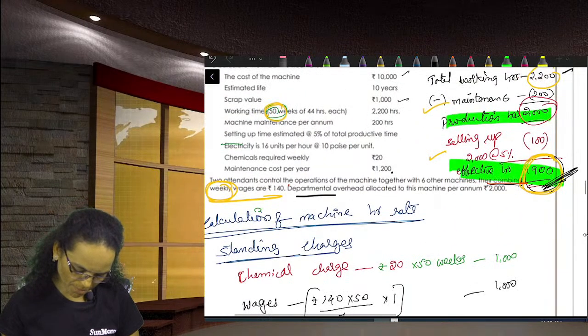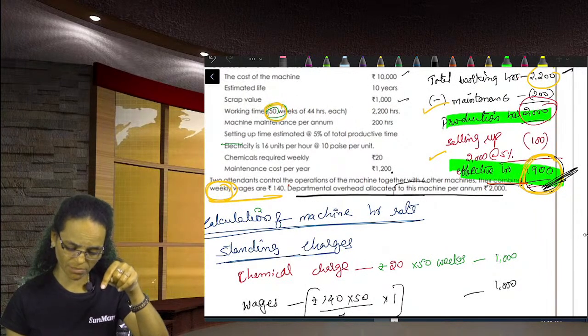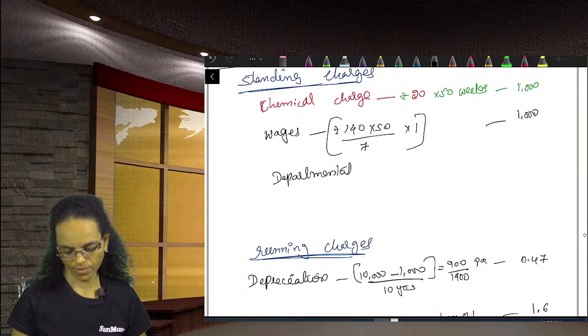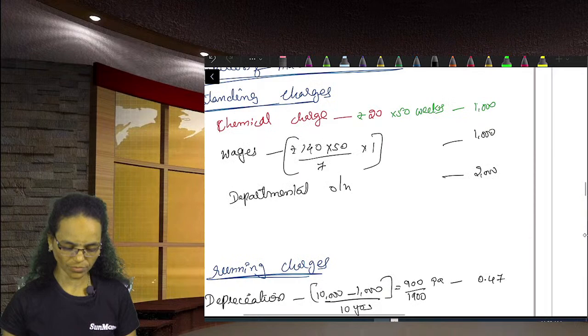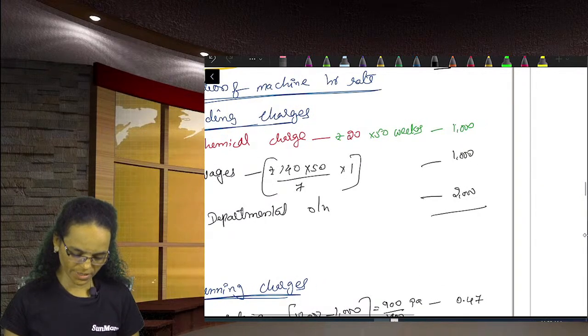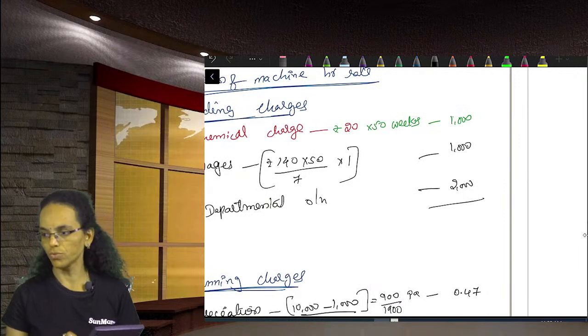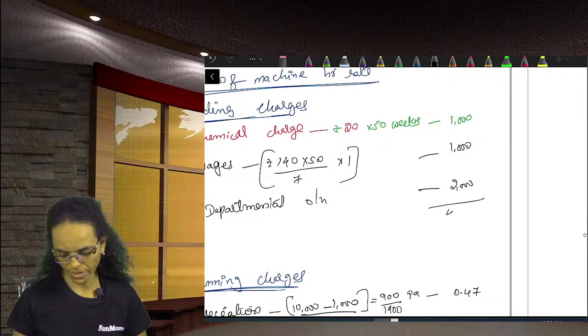Next, departmental overhead allocated to this machine per annum is 2000 rupees. So it is 1000 plus 1000 plus 2000. Total expenditure is 4000 rupees.